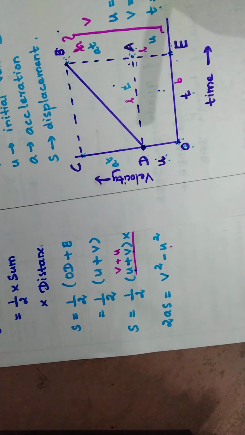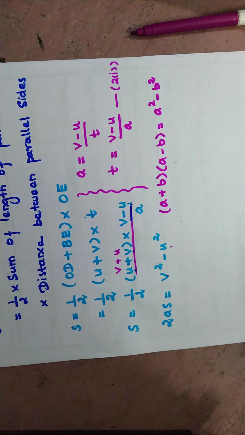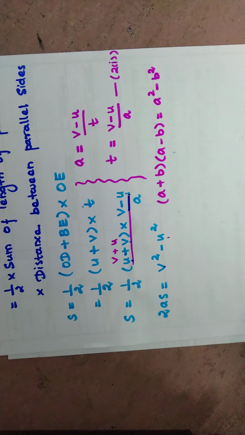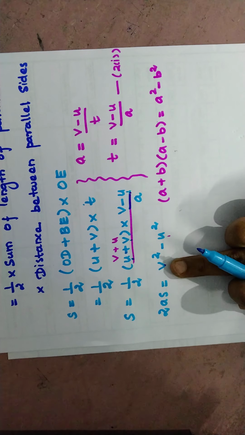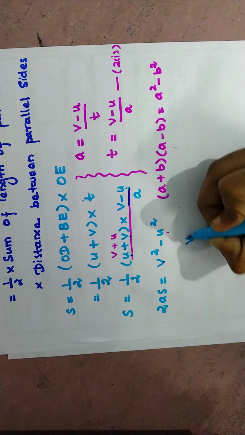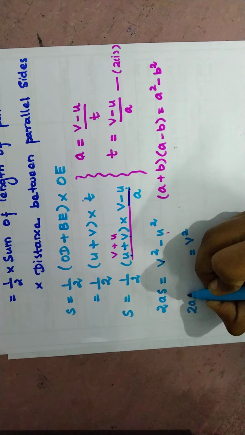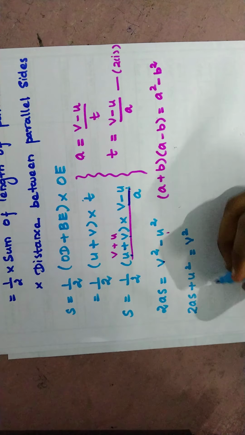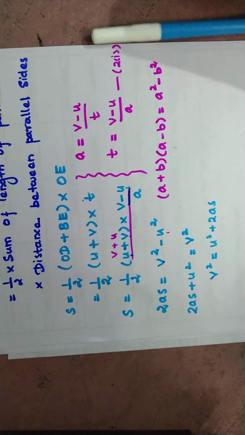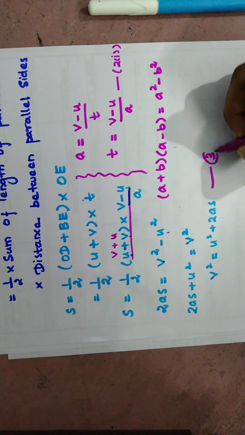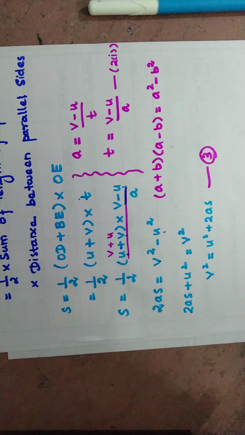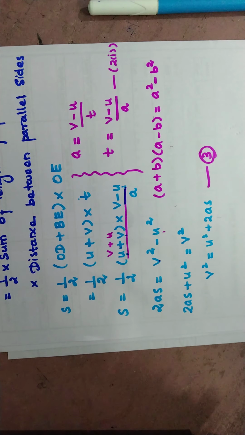V square minus u square, and we need the value of v square. So keep the v square here and take the u square to the other side. So v square equals 2as plus u square. Change this: v square is equal to u square plus 2as. This is equation number 3. These are the 3 equations of motion that Newton gave for the motion of an object.